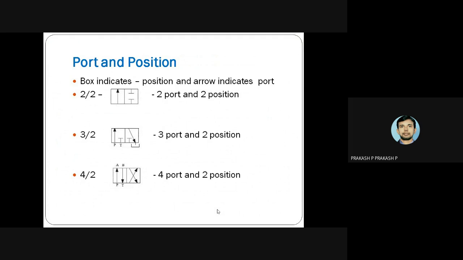Now you have to see the 4 by 2. There are four ports and two positions. There are two rectangular boxes that indicate two positions. Each rectangular box contains four ports. One is inlet port P, there is an outlet port A, another inlet port B, and the stored tank T. So these are the four ports and two positions.